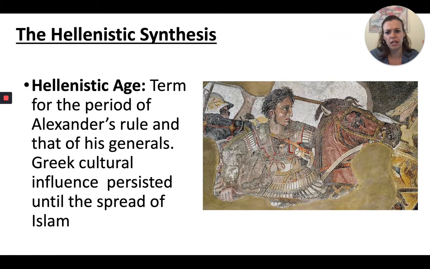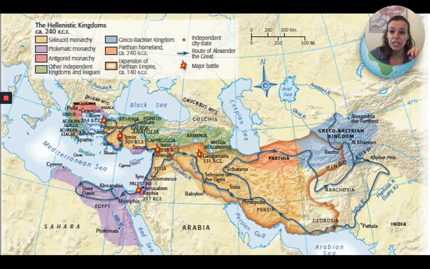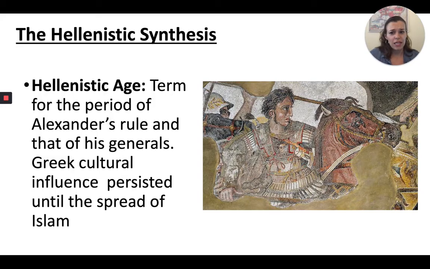So let's look at a map. All right, so here is the reach of Alexander's empire. We refer to this as the Hellenistic Age. So it's the term that we use to refer to Alexander's rule and that of his generals.